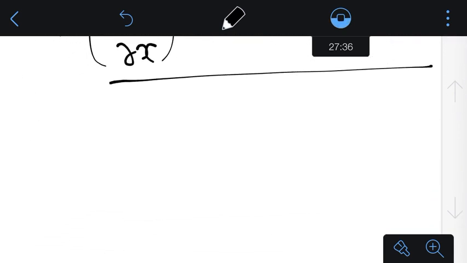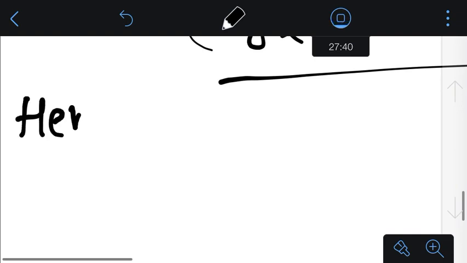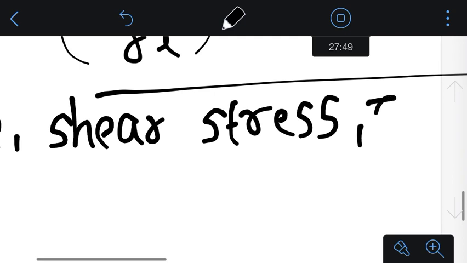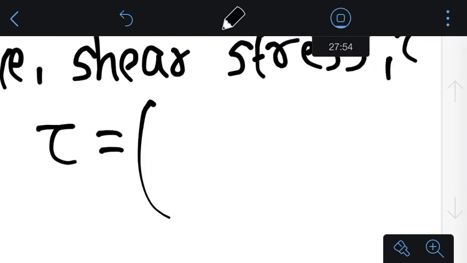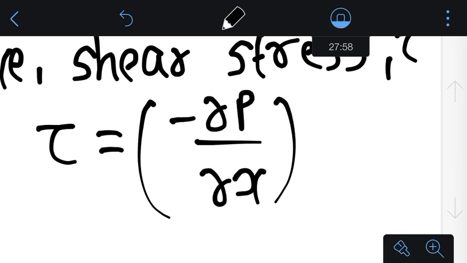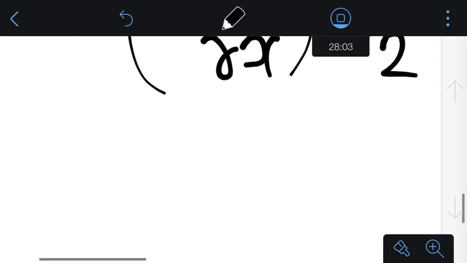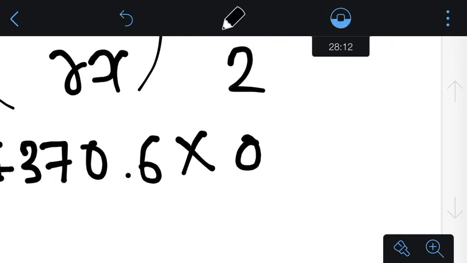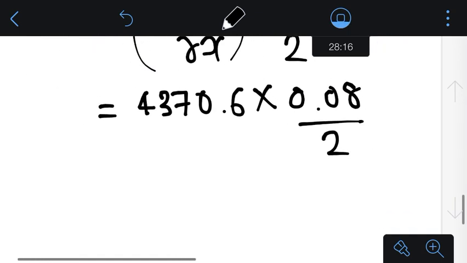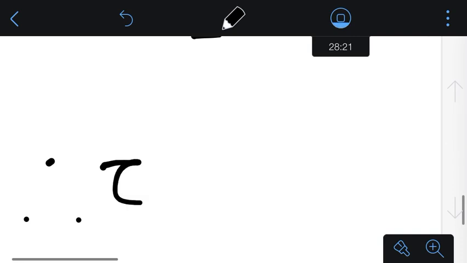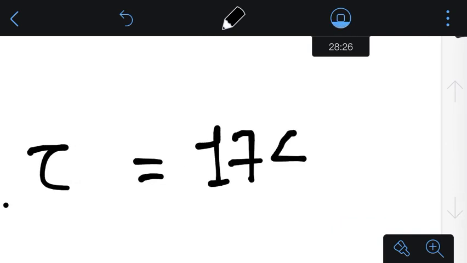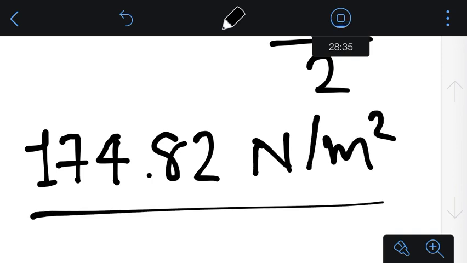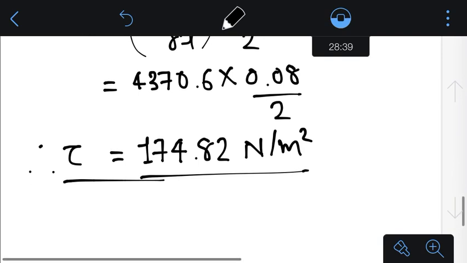So now this term we can substitute in the equation of the shear stress. Hence, the shear stress tau would be equal to, let me write that equation again, minus ∂p/∂x into b by 2. So substitute the value of minus ∂p/∂x, 4370.6, into the value for b, 0.08, divided by 2, and if you get the answer for this, your final tau would be equal to 174.82, and the unit here would be Newton per meter square. So this is the value of tau. We have calculated this, it was our second objective, right?